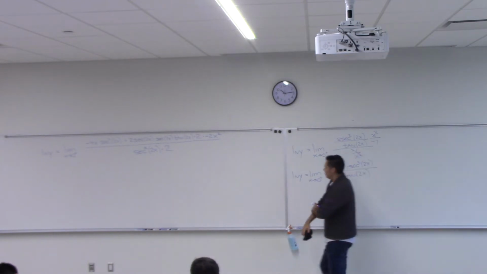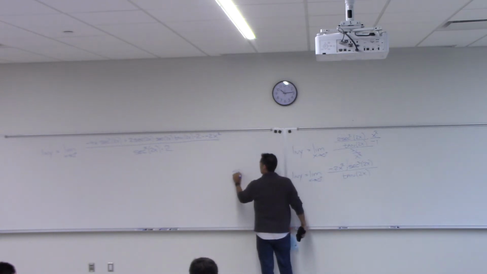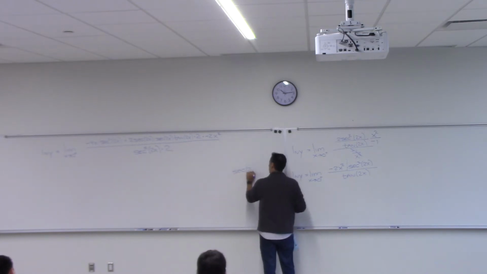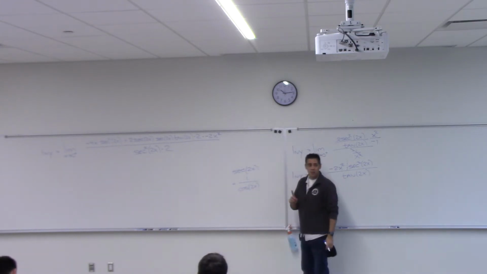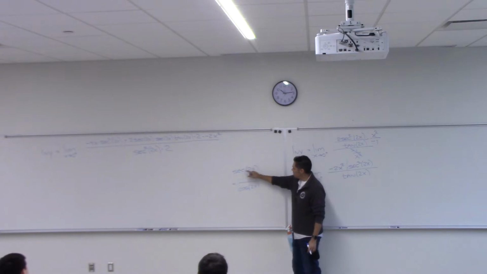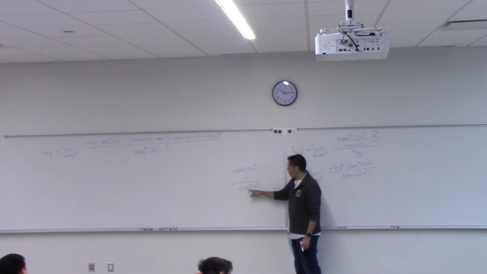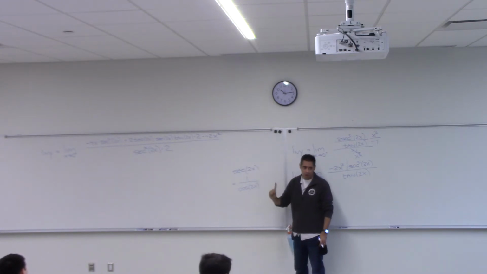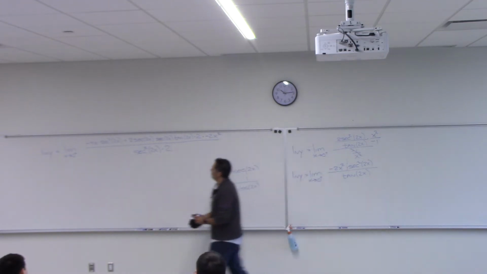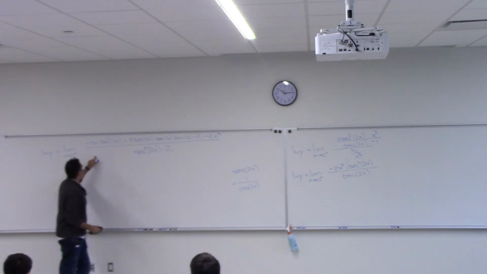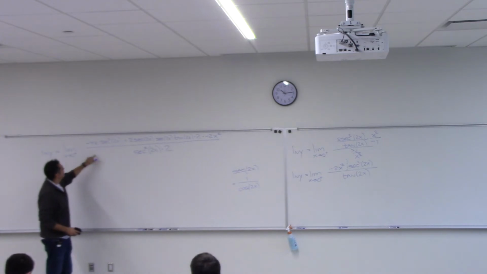Remember, secant of 2x is the same as 1 over cosine of 2x. So if I plug in 0 for x, secant of 0 is the same as 1 over cosine of 0, and cosine of 0 is 1, right? Okay, let's do this. What happens here? What do we get here?